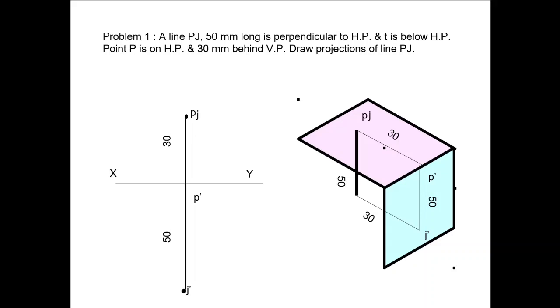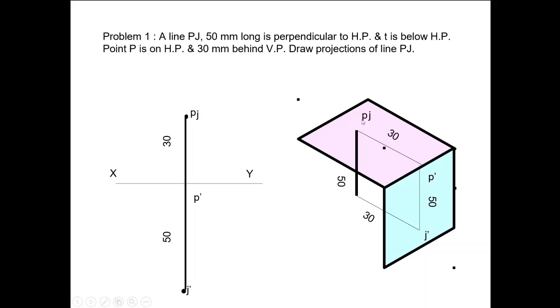So first problem is a line PJ. It is 50 mm long. It is perpendicular to HP and is below the HP. Now if it is below the HP, either it will be in third quadrant or fourth quadrant, right? And the point P is on HP and it is 30 mm behind the VP. So it is behind the VP and below the HP, means the line is in third quadrant. See, this is the third quadrant.